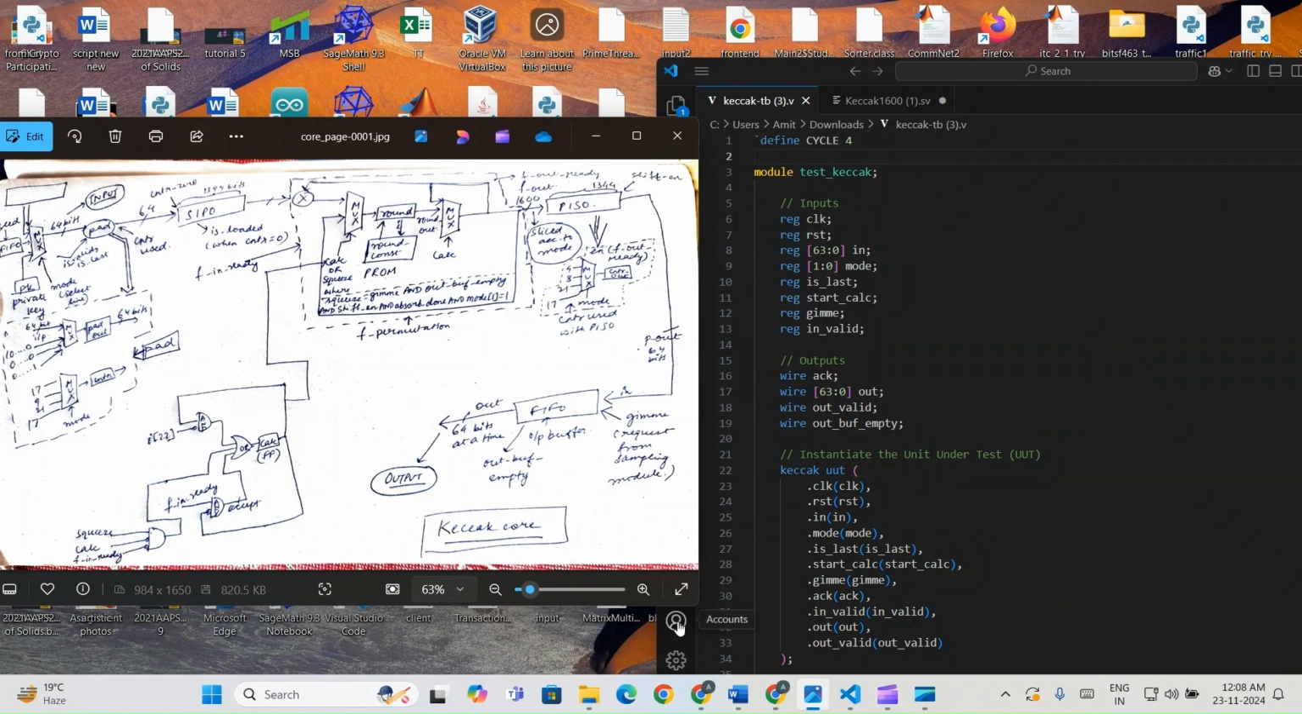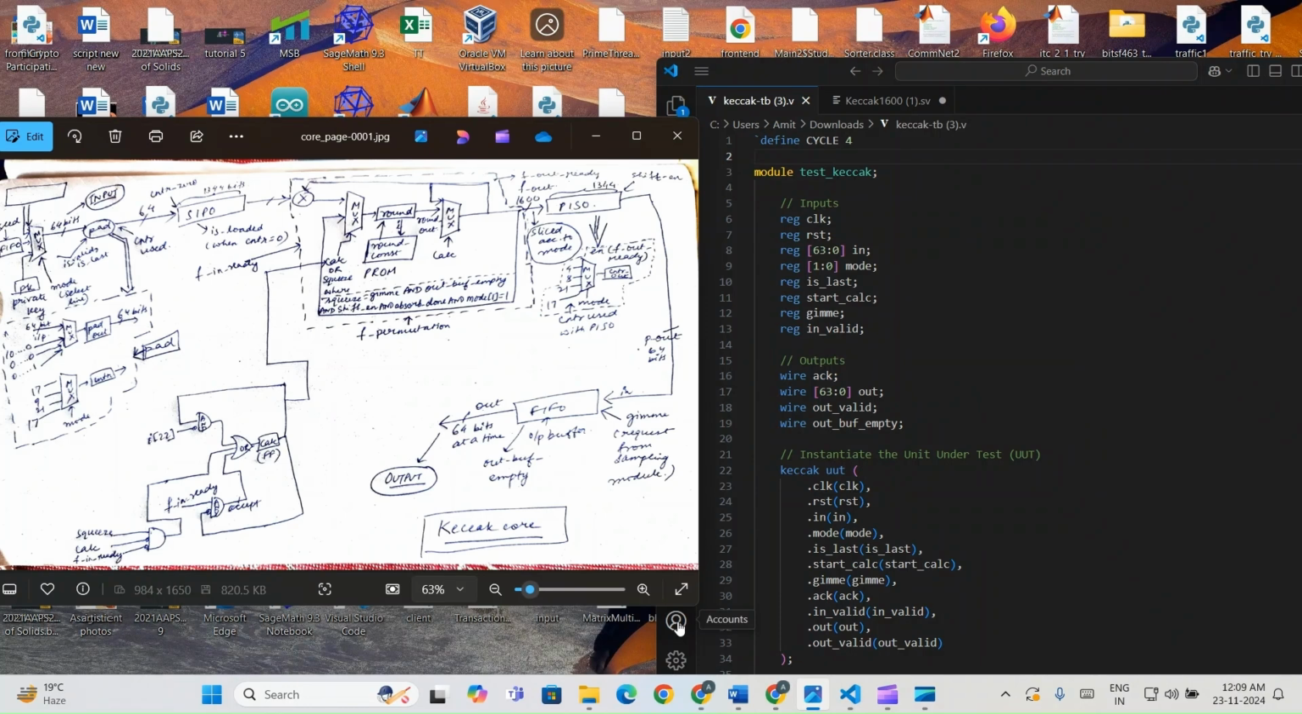If we look at the architectural mapping of the test bench to the rest of the code, the Keccak core architecture includes the following main blocks. First, the input buffer accepts and temporarily stores incoming data. The second, the padder, which pads the input data according to Keccak specifications. Third, the F permutation block, which performs the core cryptographic transformation. And fourth, the output buffer, which stores the final hash results. Test bench interacts with these blocks via various signals like invalid, ACK, startcal, gimme, and outvalid.